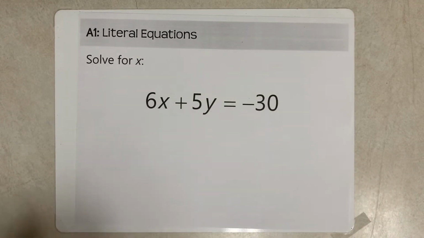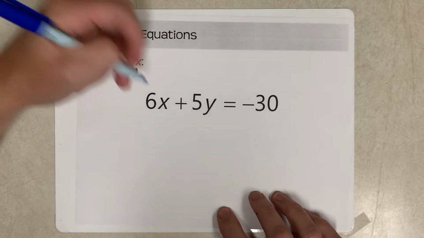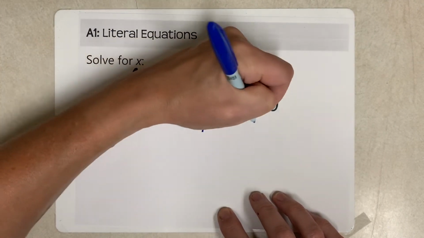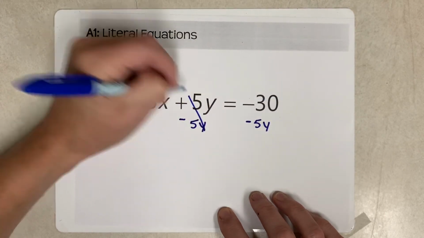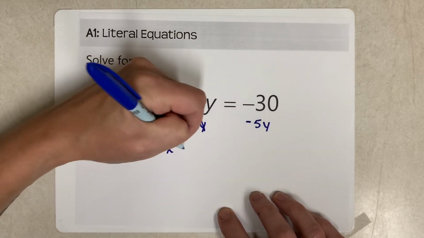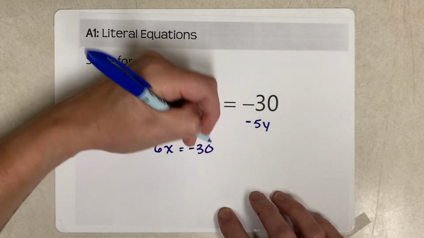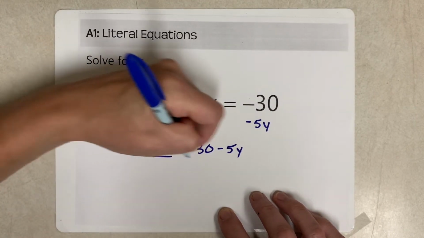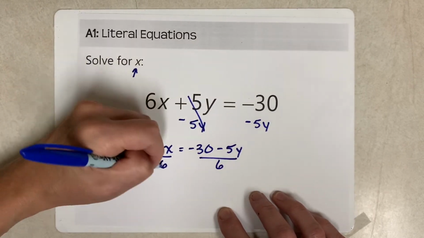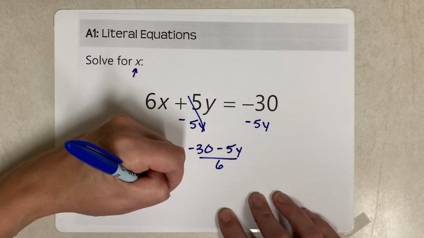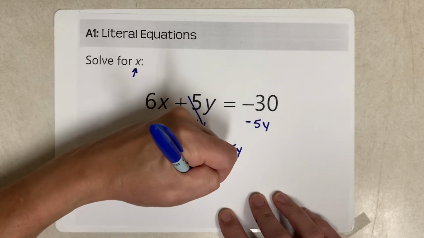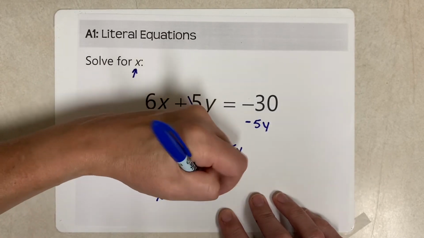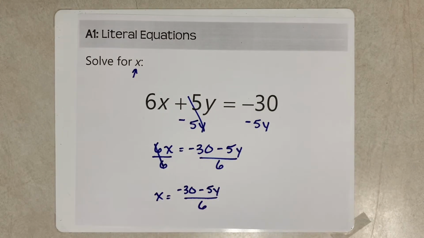Okay, this one we want to solve for x this time, so we're going to move the 5y term over. It really doesn't matter where you put it, so 6x is equal to negative 30 minus 5y. And now to get x by itself, we just divide both sides by 6. And that's pretty much it. x is equal to negative 30 minus 5y over 6. Again, I could make that look different if I want to, but for a literal equation, and that's all we're doing, I'm happy with that answer right there.